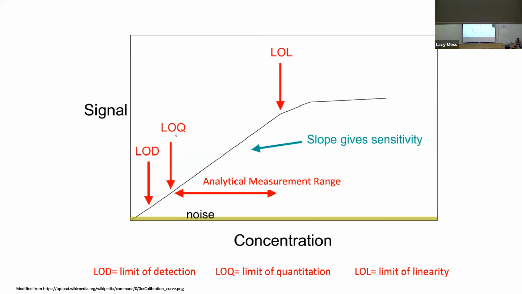The limit of quantitation, or the LOQ, is the concentration of the analyte where you can go like, I can reliably tell you how much analyte is in that sample, because there's enough in there that the precision and all that works out.